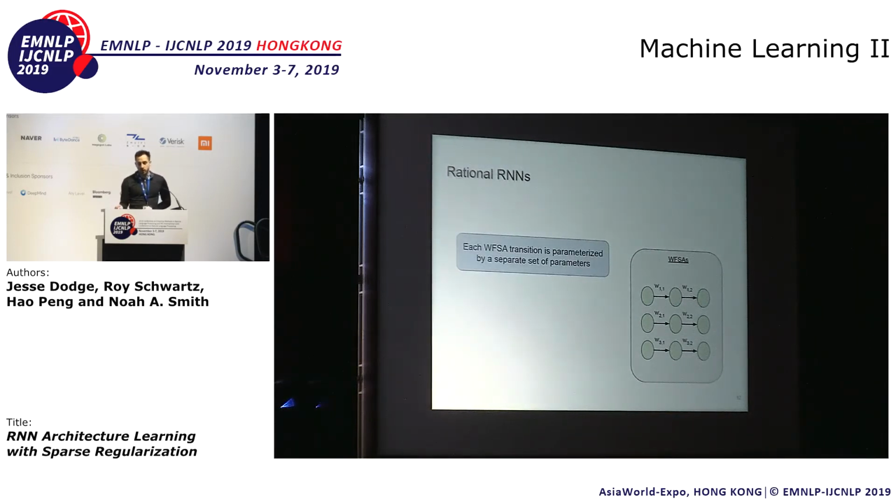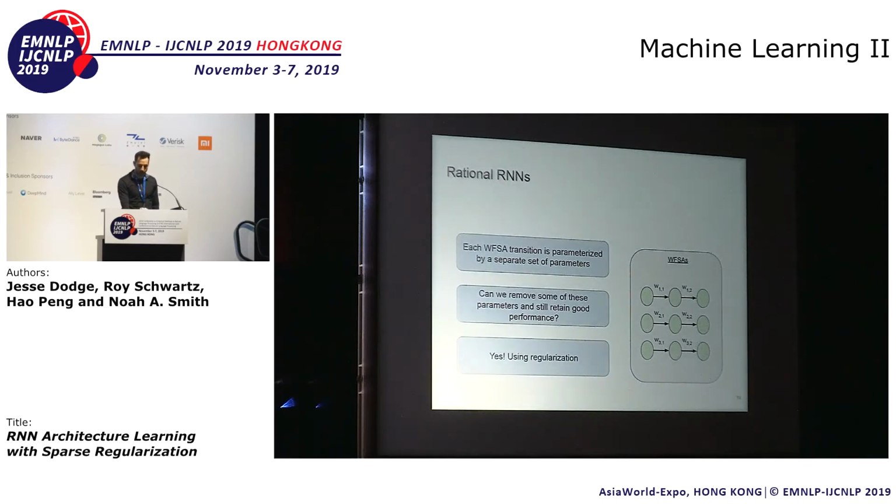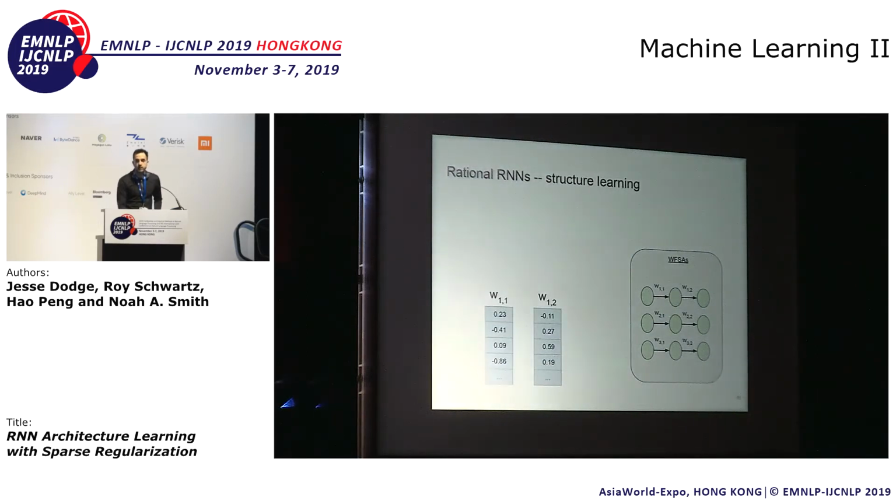So one key property of these models is that within the WFSAs, each transition is parameterized by a different set of parameters. And so we can ask ourselves our motivating question once again. Is it possible for us to remove some of these parameters and still retain good performance? And like I said earlier, we'll find that we can. So we'll dive a little deeper into the model structure.